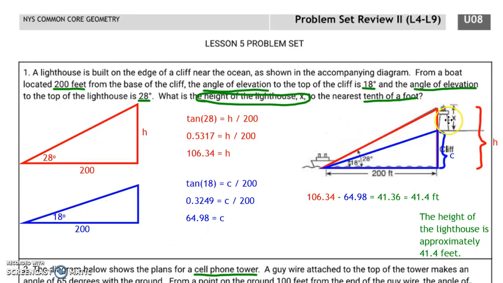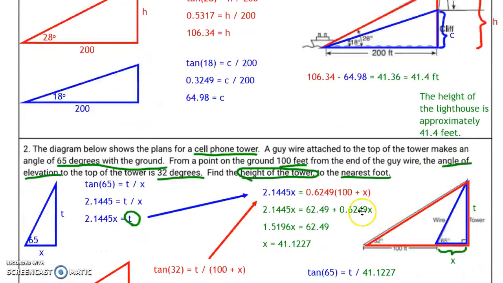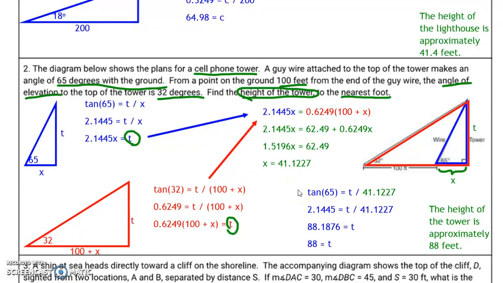And then subtract the two to figure out just the height of the lighthouse, because it should make sense to you that the entire height of the lighthouse plus the cliff minus the height of the cliff is equal to the height of the lighthouse. For the second one, it required a little bit more algebra.